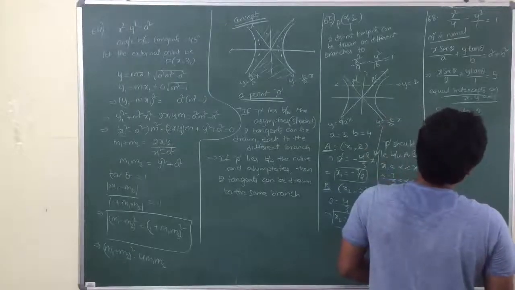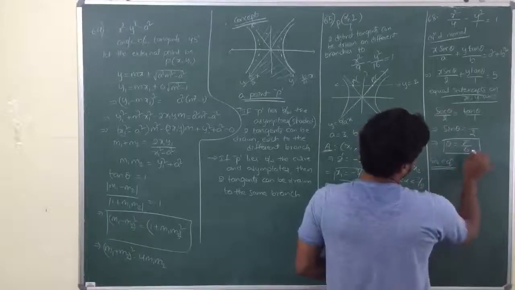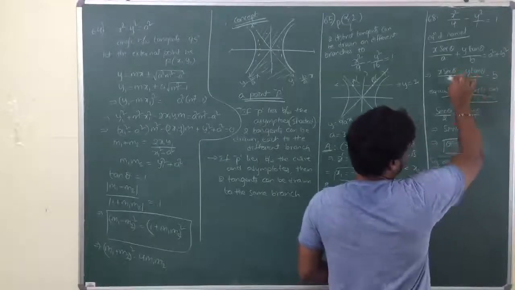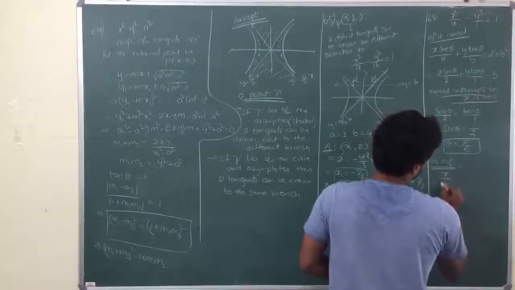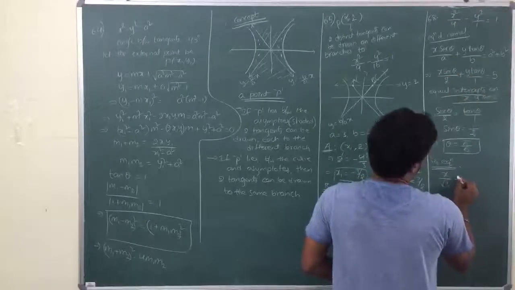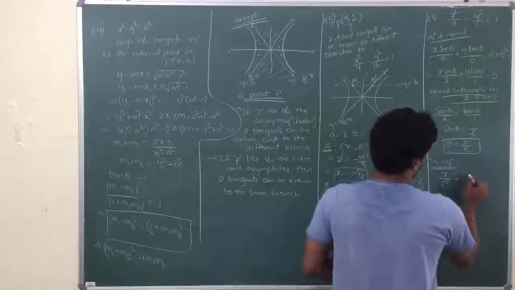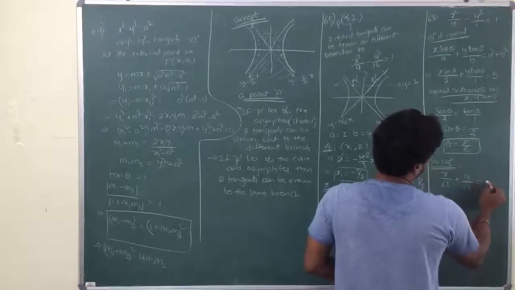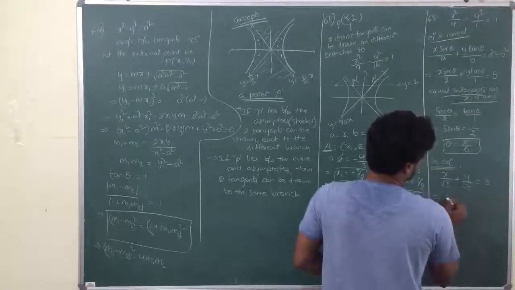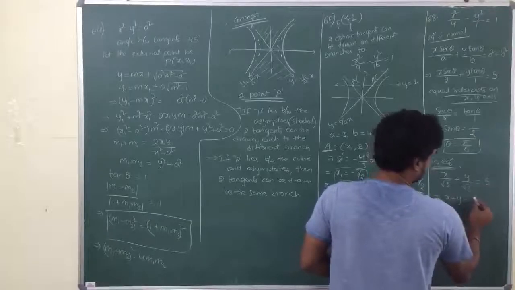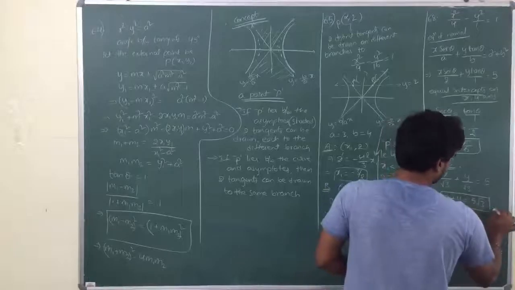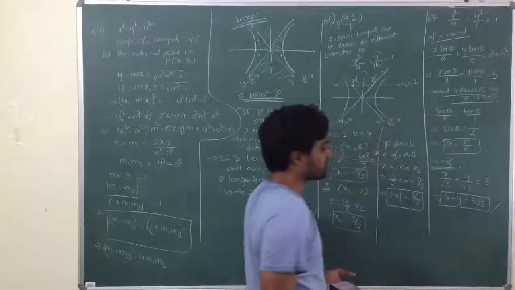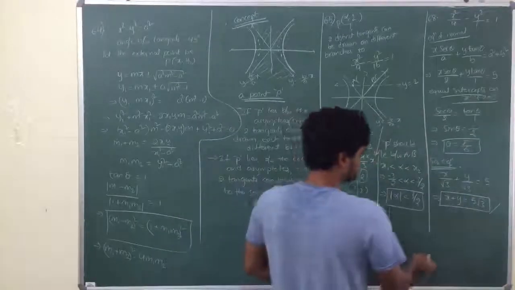Equation is secant 30. Secant 30 is 2 by root 3. 2 cancel, x by root 3 plus tan 30, 1 by root 3, y by root 3 is equal to 5. So x plus y is equal to 5 root 3.